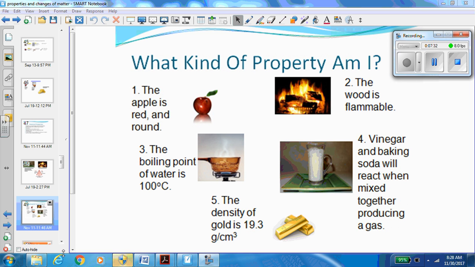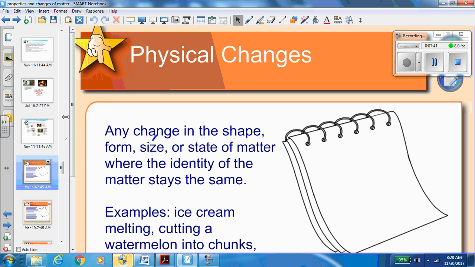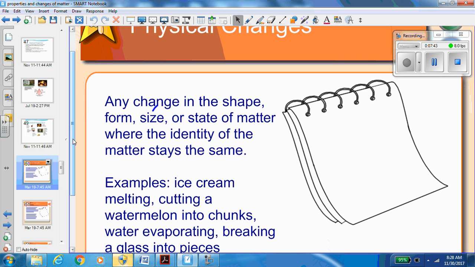Now, we've been saying the word change a lot when we were talking about properties. Now, let's look at the difference between a physical and a chemical change. Let's first look at a physical change. A physical change is any change in the shape, form, size, or state of matter where the identity of the matter stays the same. So if matter is going through a change and the identity of that matter is not changing, meaning the molecules that make up that matter are going to be the same after it changes, then that means matter has only gone through a physical change.